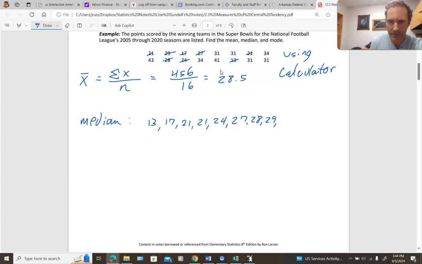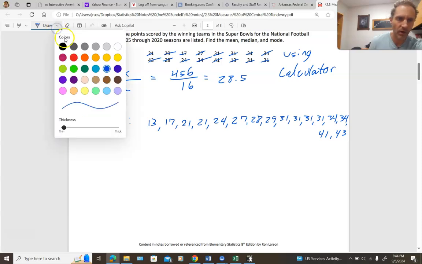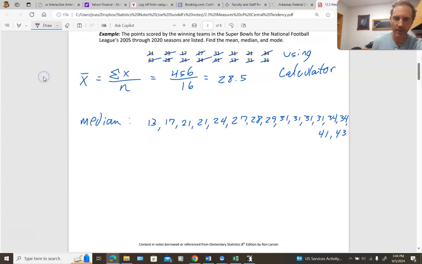And then we get into the 30s, and we've got 1, 2, 3, 4 31s. And then we've got 2 34s. You can see I'm actually running out of room here. And then we've got a 41 and a 43. So this is kind of unfortunate. But all right. So you would look to see what value or values are in the middle. And so typically what I'll do is I'll just start crossing one off from each end, okay, until I get to the middle.